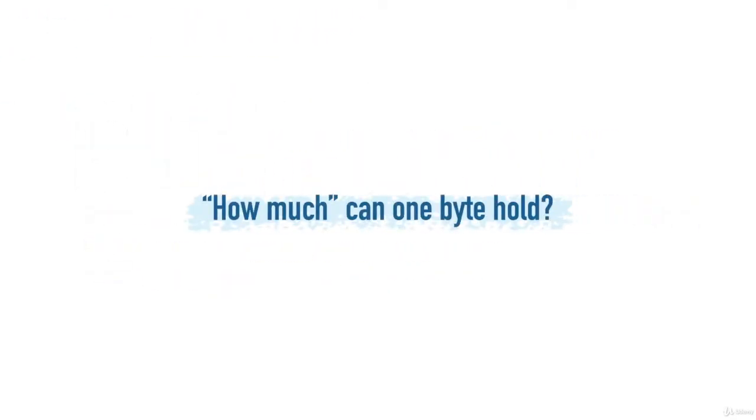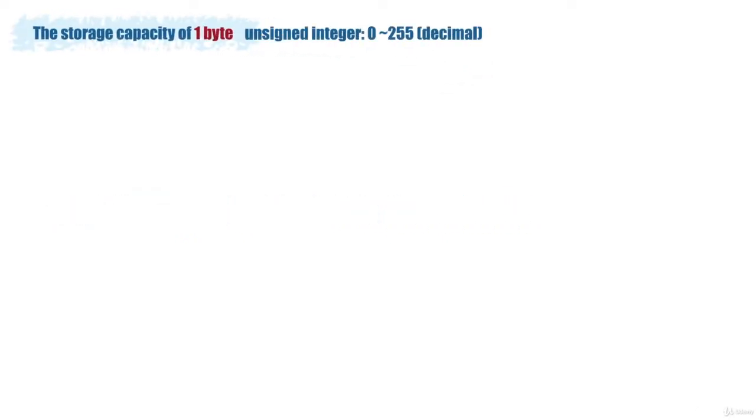Next, let's figure out how much info 1 byte can hold. If we use 1 byte to store an unsigned integer, the value range is between 0 and decimal 255. If we store a signed integer, the value range is negative decimal 128 to positive decimal 127. Let's start with the unsigned integer.